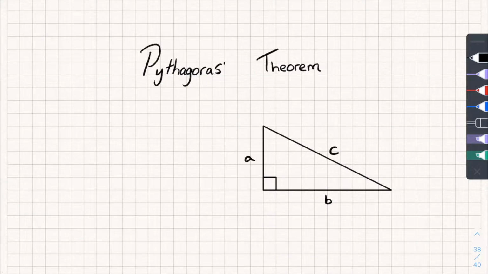In this video I'm going to teach you how to use Pythagoras' theorem to find the missing side of a right angled triangle and also to find the distance between 2 points. So let's start off with what is Pythagoras' theorem.